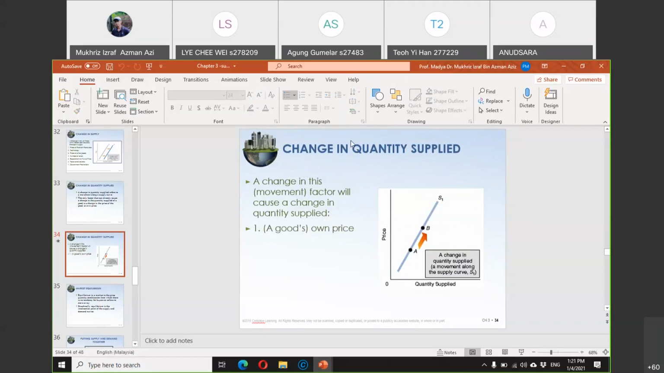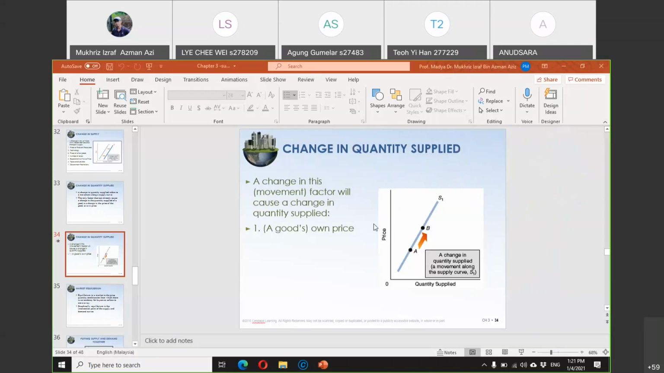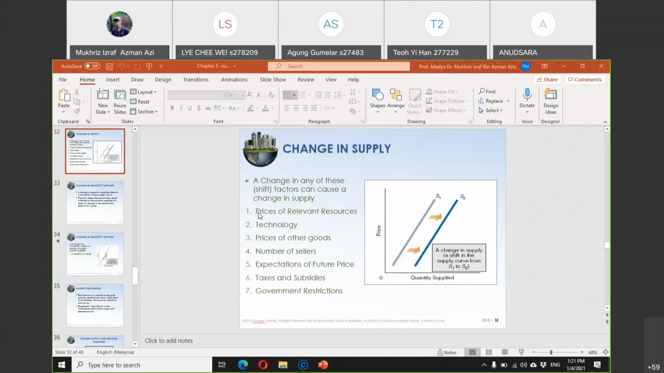If you recall from our last Monday lecture, I used the example of the Samsung A52 model, a handphone or smartphone. If you are looking at this model alone, the price will be the price of this model and the quantity of this model, not the price of the Vivo model, for example, as we discussed last Monday. So changes in the price of A52 will cause movement along the curve, what we call change in quantity supplied.